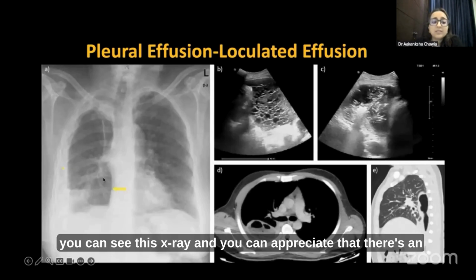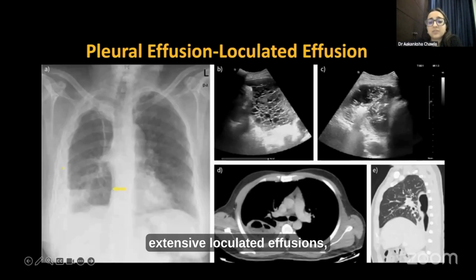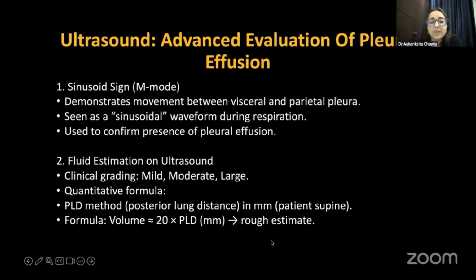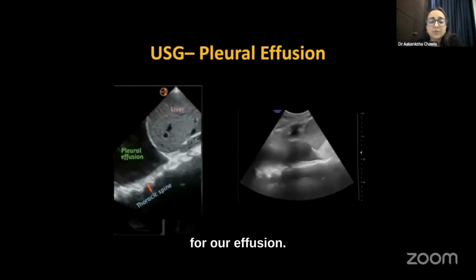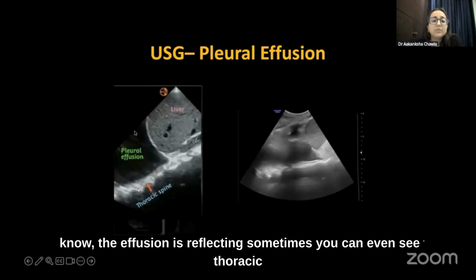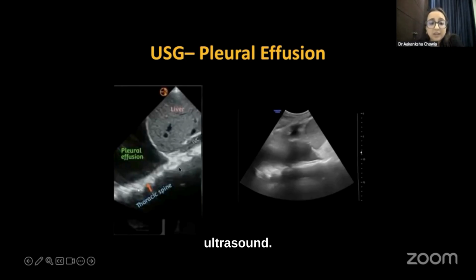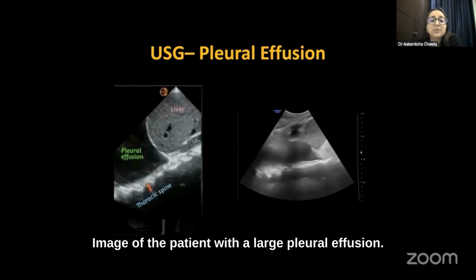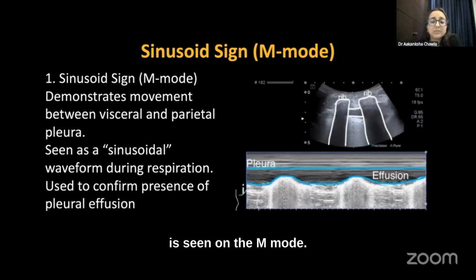Again, you can see this X-ray and you can appreciate that there's an effusion, but look at these ultrasound images and such extensive loculated effusions, even appreciated on a CT. Now, there are certain signs which we see on an ultrasound for an effusion. If there is a large effusion and the effusion is reflecting, sometimes you can even see the thoracic spine. Hence, this is known as the thoracic spine sign seen on the ultrasound image of a patient with a large pleural effusion. Then there is something known as a sinusoid sign, which is seen on the M mode.